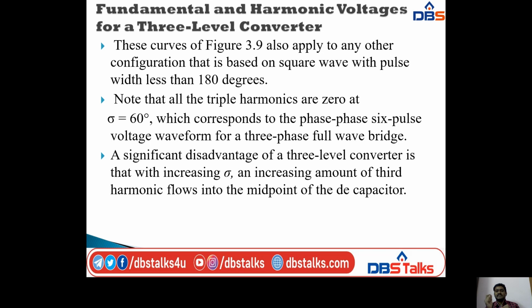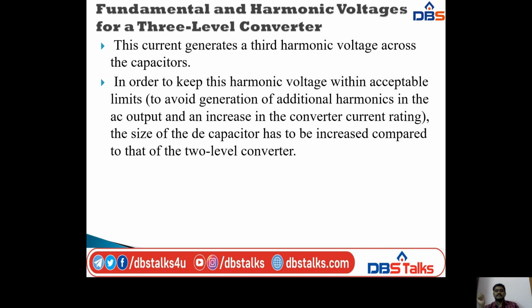A significant disadvantage of a 3-level converter is that with increasing sigma, an increasing amount of third harmonic current flows into the midpoint of the DC capacitor. That is the only disadvantage we have in the 3-level converter. This current generates a third harmonic voltage across the capacitors. So in order to keep this harmonic voltage within acceptable limits, the size of the DC capacitor has to be increased compared to that of the 2-level converter.